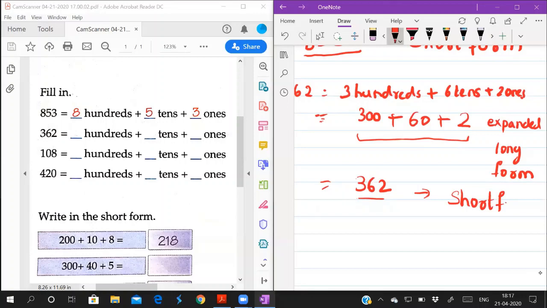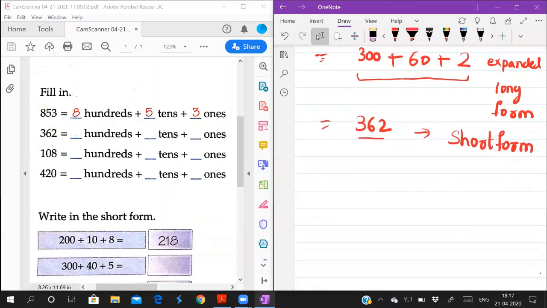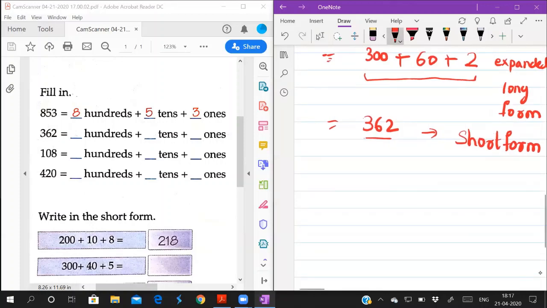Hope you have understood these questions. So one more question I am giving for example, that is 75. It is a two digit number only. And you have to write hundreds, tens and ones. In the hundreds place, there is no number. So what will we write in the hundreds place? 0.